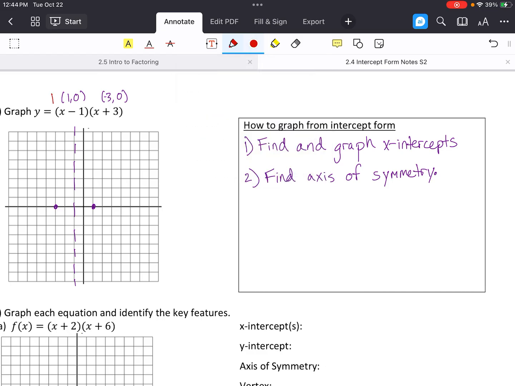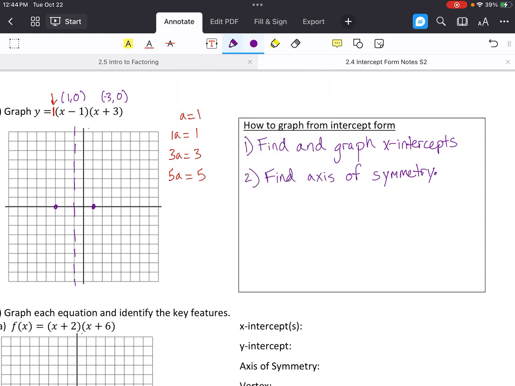So a is going to be right in front of the first set of parentheses. If there's nothing there, there's an invisible 1. So I know that a is 1. So I know my 1a would be 1, 3a is 3, 5a is 5.